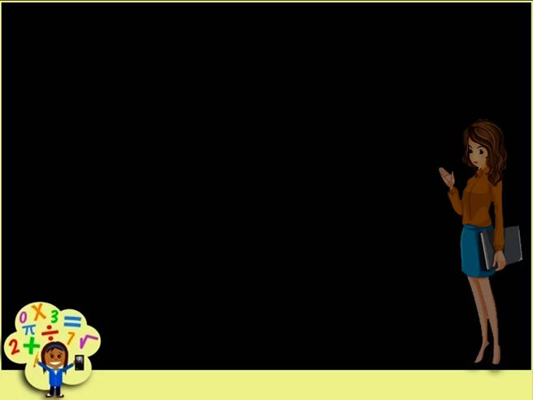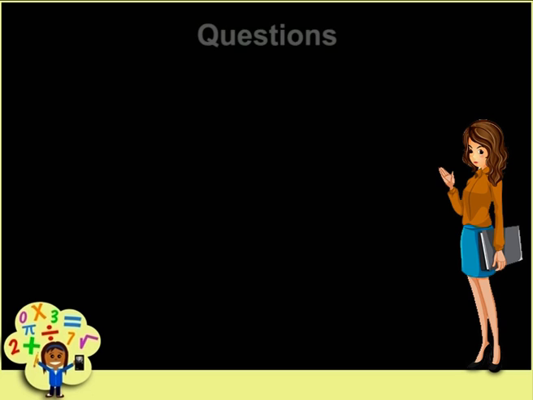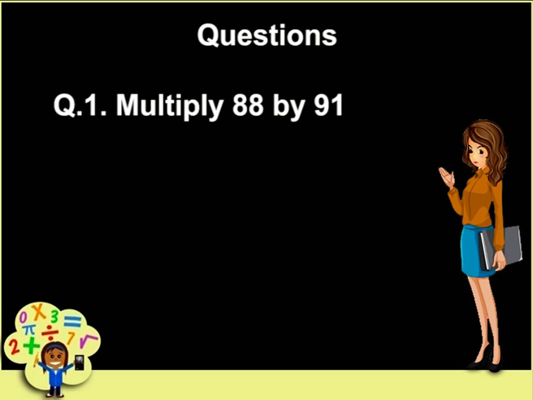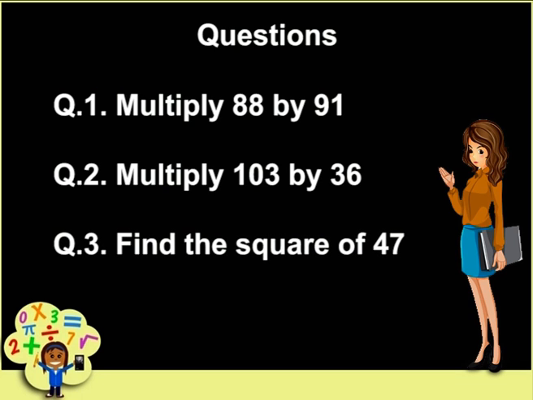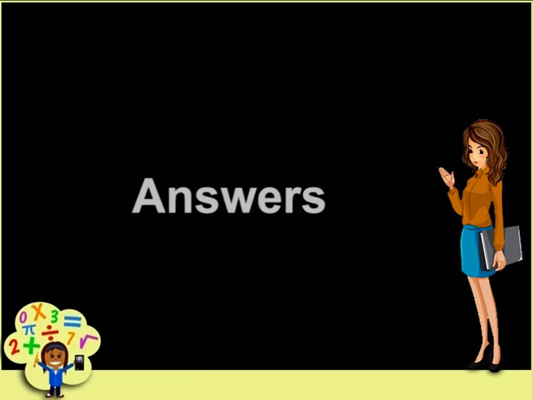Isn't it interesting and easy to learn multiplication using box and diagonal method? I hope you all have understood this method of multiplication. Let us practice this diagonal method of multiplication with few questions. Your first question is multiply 88 by 91. Your second question is multiply 103 by 36. And lastly, find the square of 47. The answers to these questions are as follows.